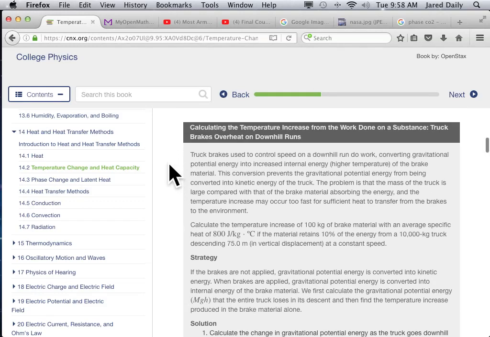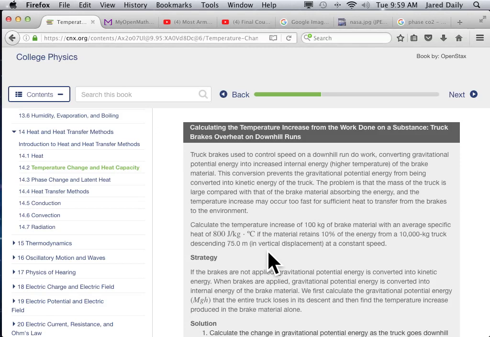In this case, we have a truck going down a hill, and as it's going down a hill, it's going to slow down using its brakes. And we have 100 kilograms of brake material, which has a specific heat of 800 joules per kilogram. And the material is going to retain 10% of the energy from a truck descending 75 meters. So in other words, you have this potential energy of the truck going from 75 meters down to 0 meters. 10% of that potential energy is going to be sucked out by the brakes, by the heat in the brakes. So how much potential energy is that?